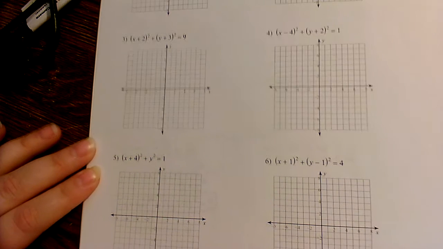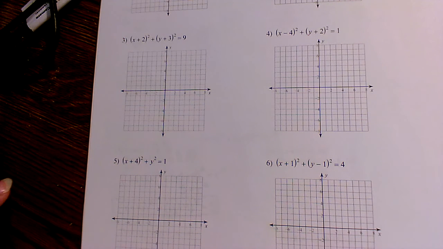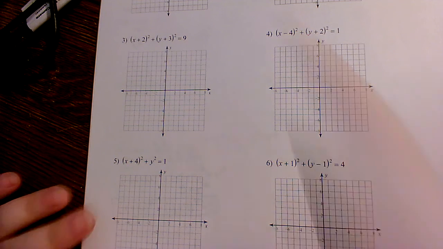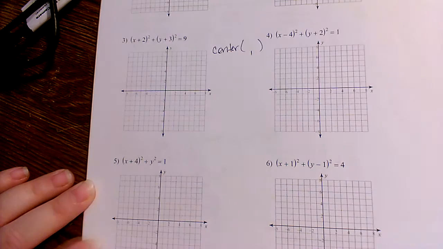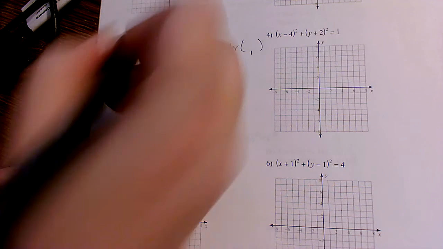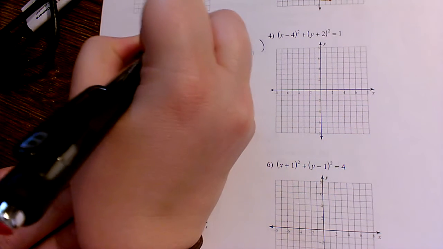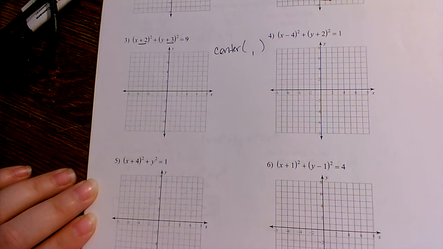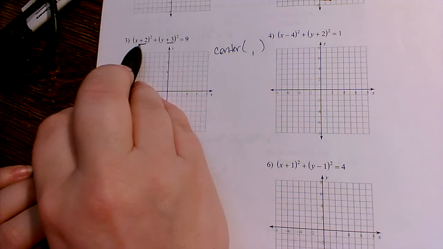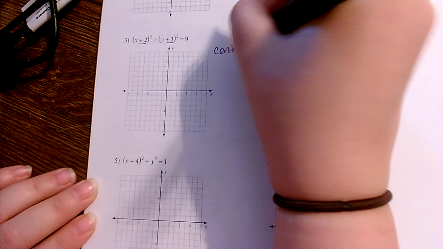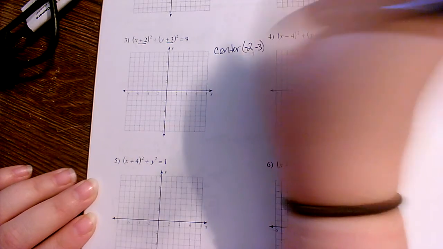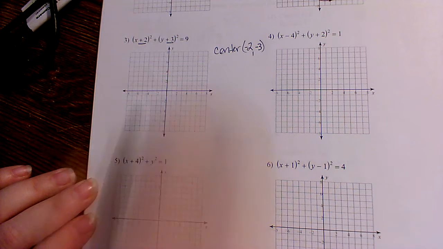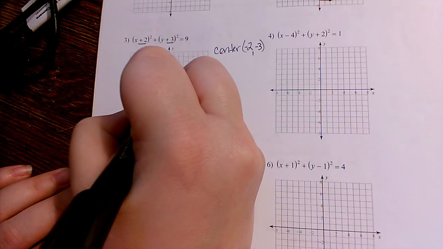Here are some additional examples of graphing a circle being given the equation in standard form. So first we need to identify the center of the circle. If you remember from my last video, we look at the numbers inside the parentheses with the x and the y, and we take the opposite of those numbers. So the opposite of a +2 is -2, and the opposite of a +3 is a -3. So the center of the circle is at -2, -3.